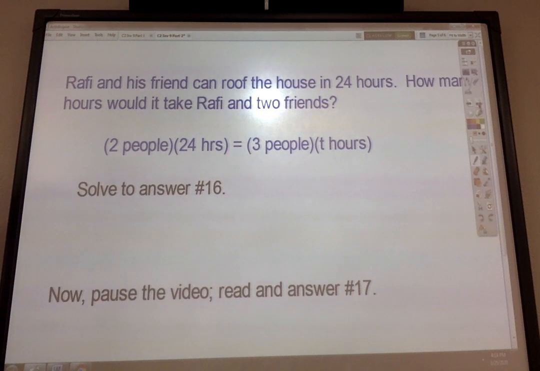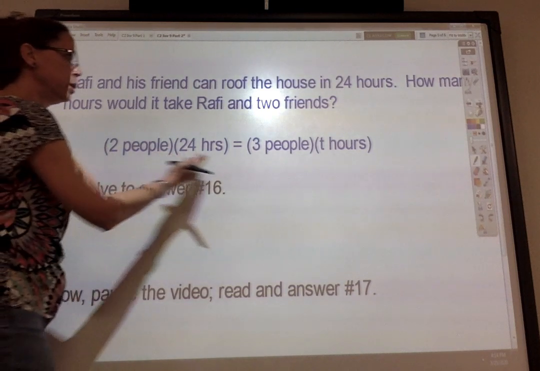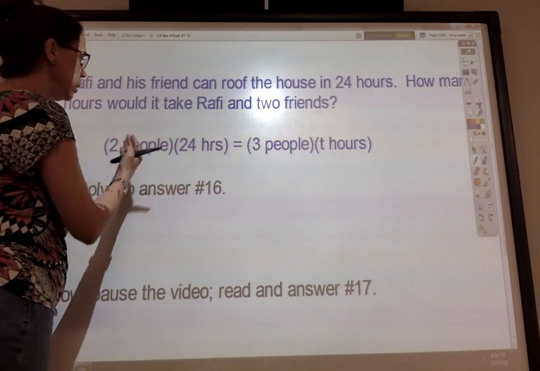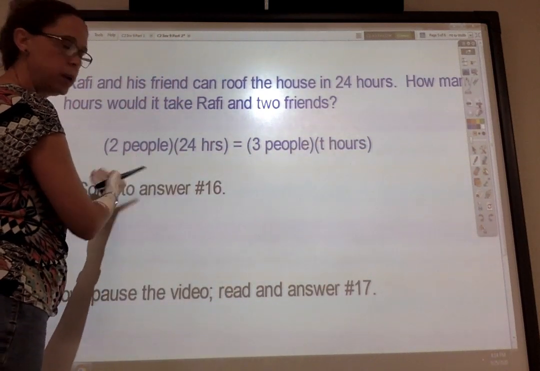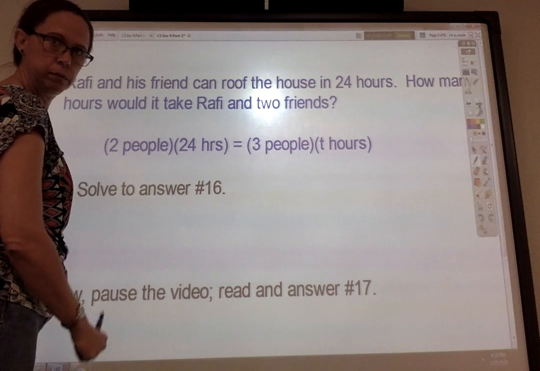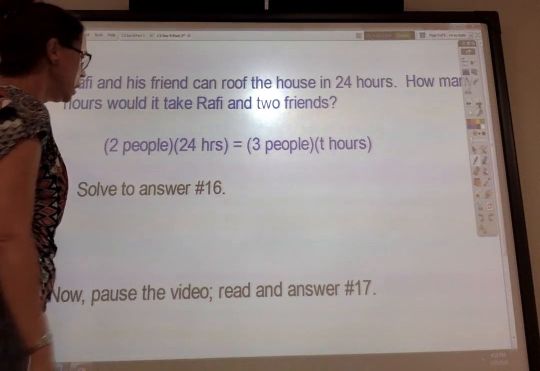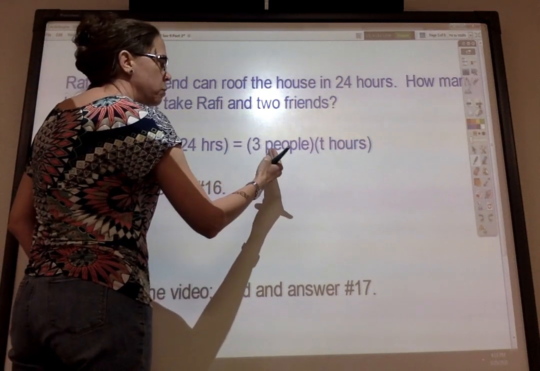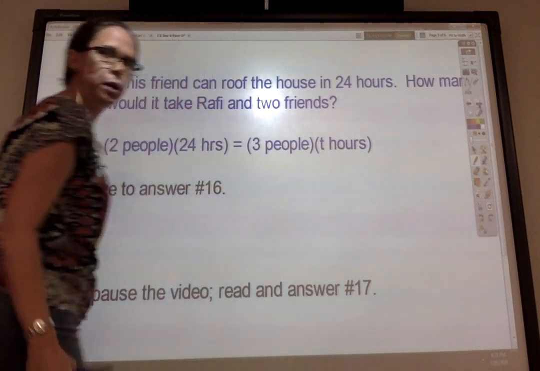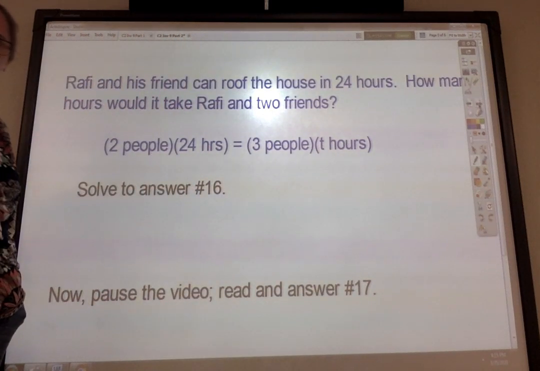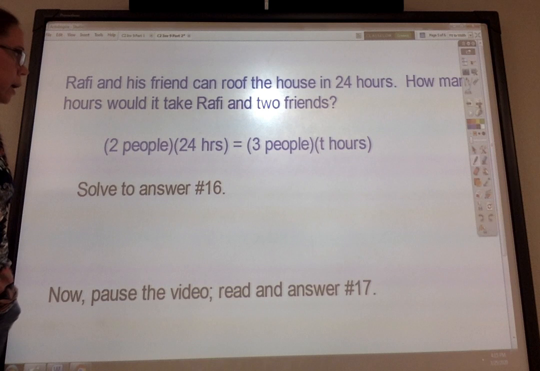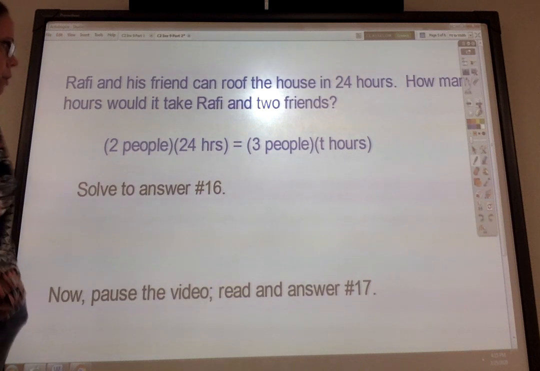Here's another scenario. Ruffy and his friend can roof the house in 24 hours. How many hours would it take Ruffy and 2 friends? Okay, so we build a similar equation here. Ruffy and his friend, that's 2 people. They work 24 hours. I want to know how many hours it's going to take 3 people to do that same job. So go ahead and pause and answer this for number 16.